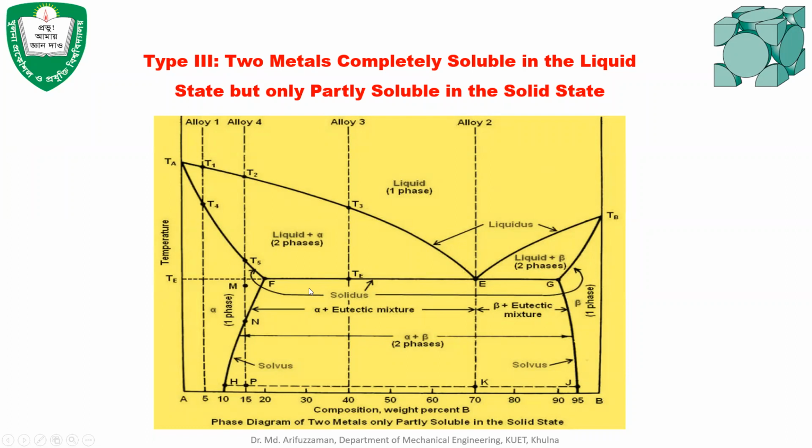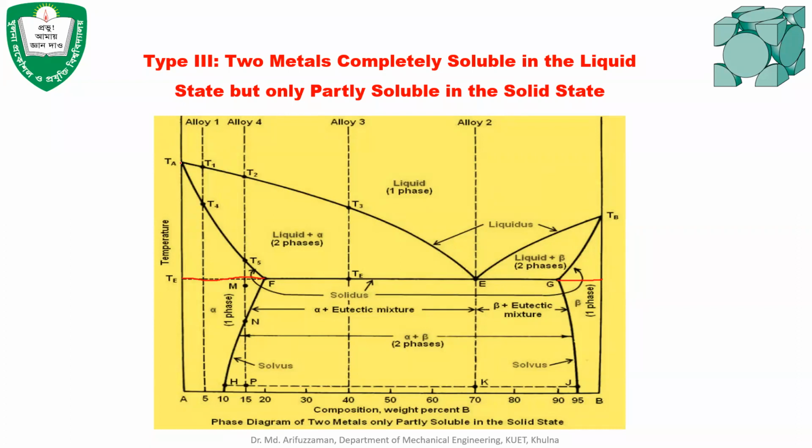And the only deviation from the type 2 diagram is that in the case of the type 2 diagram, we have seen that the solidus line actually intersects with the vertical line. That means 100% A and 100% B, it intersected. That means once the material gets solidified, the solid will contain only either material A or only material B. That is like 100% A or 100% B.